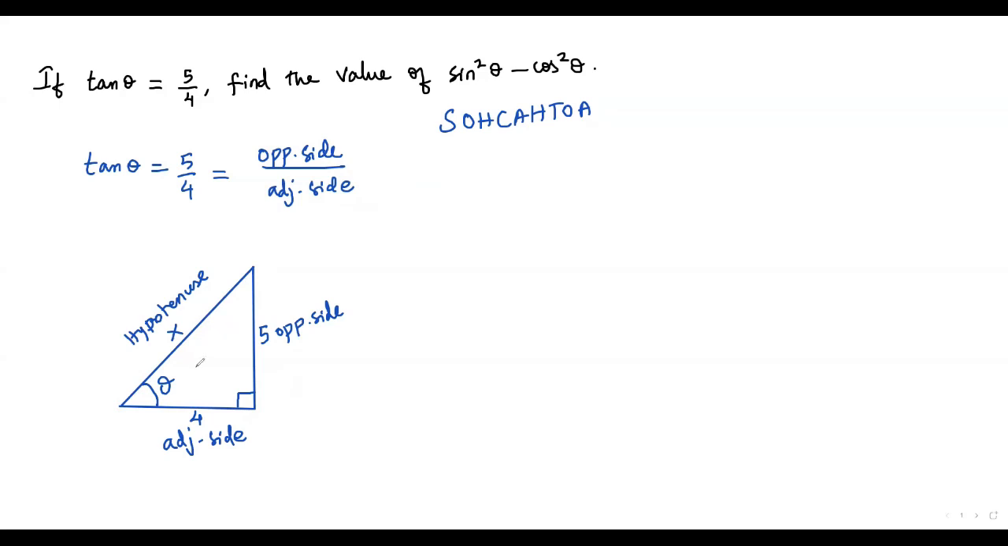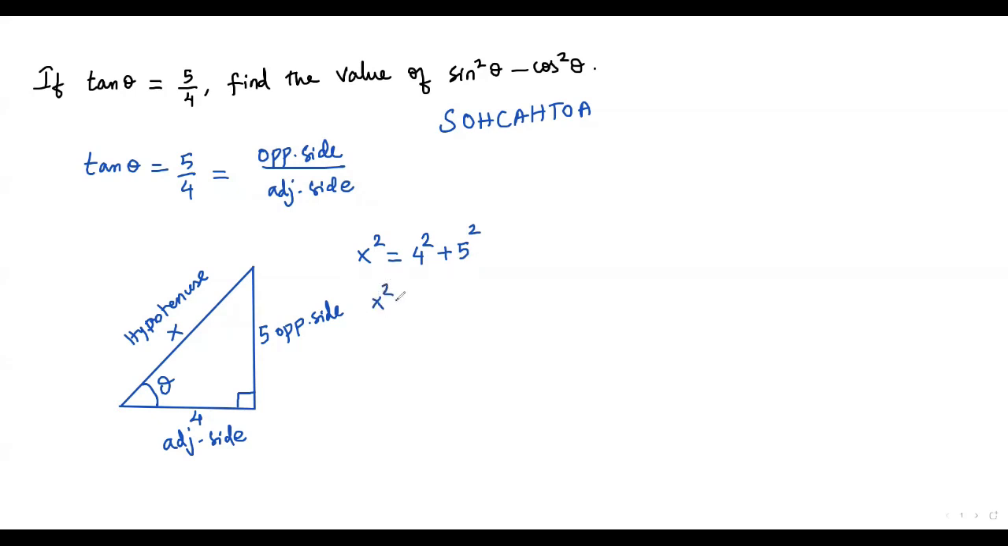According to the Pythagorean theorem, in a right triangle, if I add the squares of two sides, it must be equal to the square of the hypotenuse. Or I can write it as the square of the hypotenuse is equal to the sum of the squares of the other two sides, that is 4 square plus 5 square. So actually we have this equation according to the Pythagorean theorem.